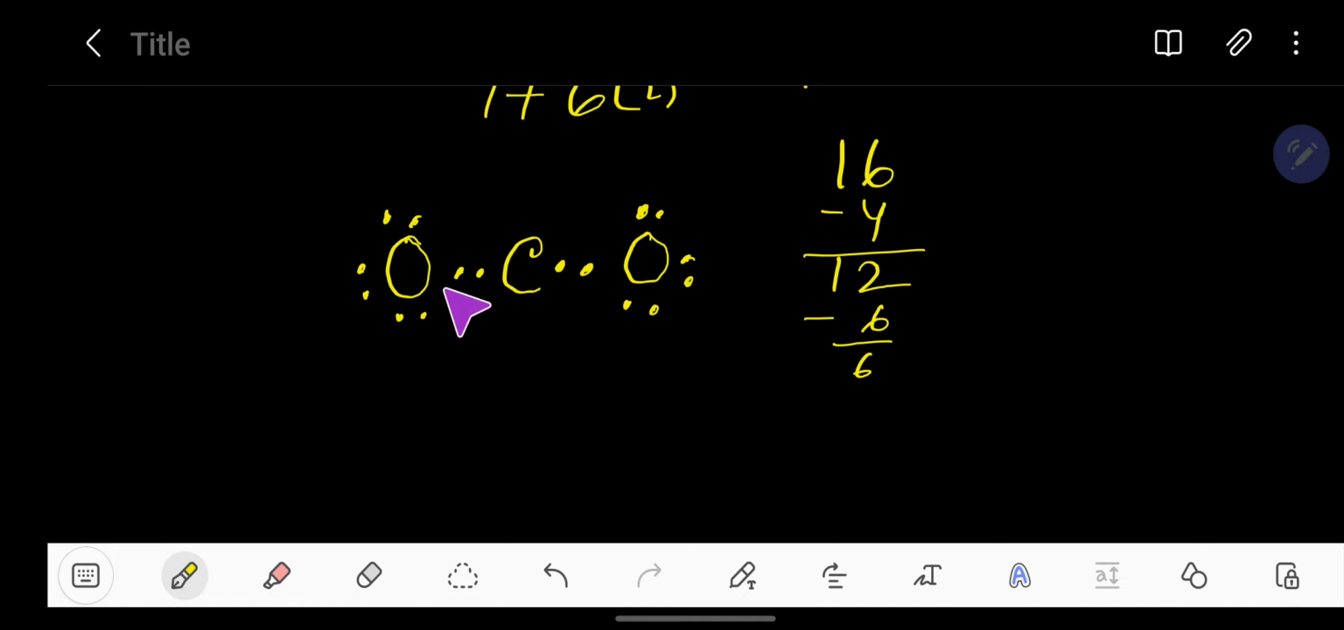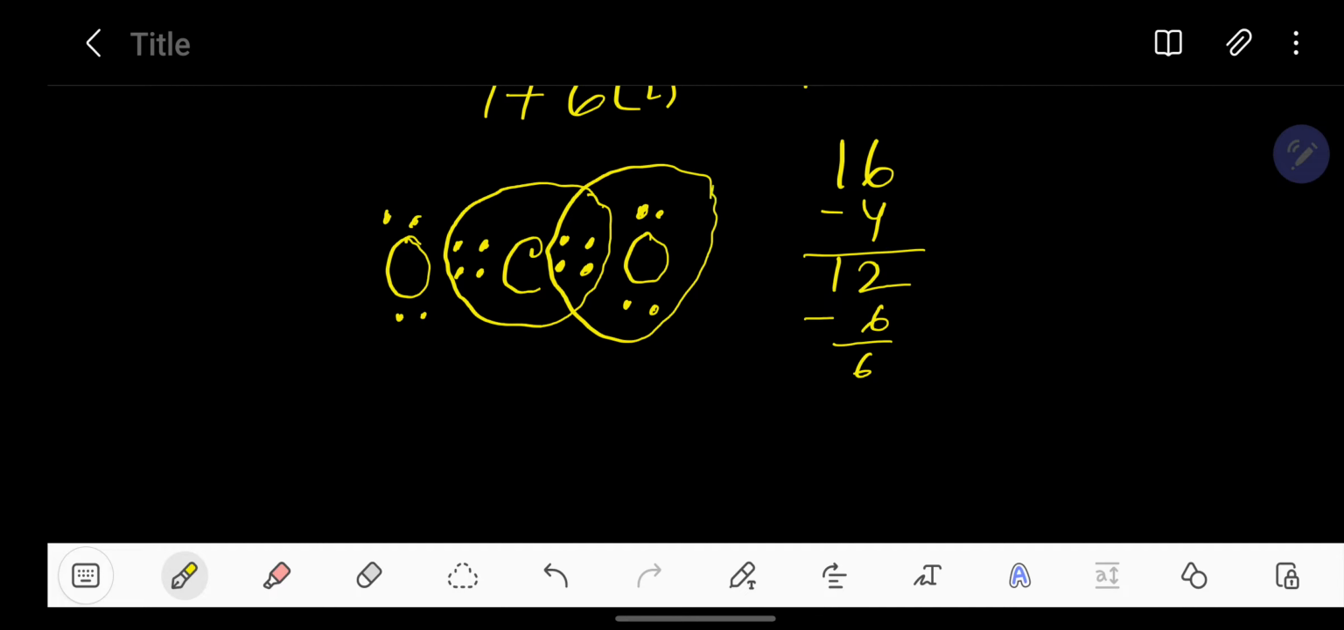Now look, this carbon has 4, but this oxygen has 8, this oxygen also has 8. So to fulfill the octet of carbon, let us move this lone pair as a bond pair, lone pair as a bond pair. So you are getting, look, like this, like this. Now this carbon has 8, this oxygen also has 8, and this oxygen also has 8, right? So this is the electron dot structure of CO2.